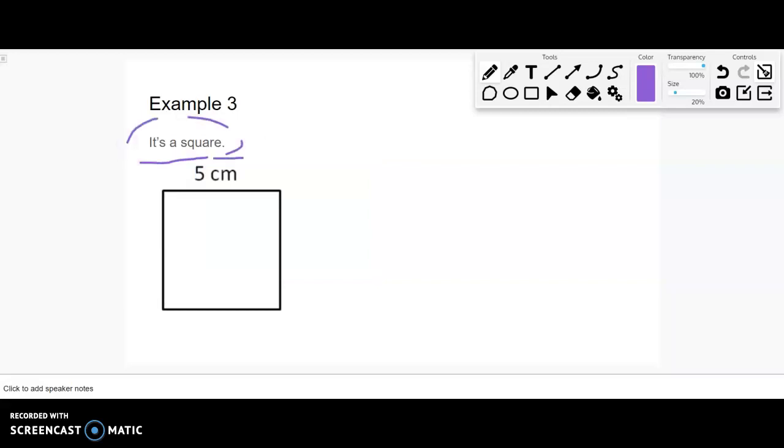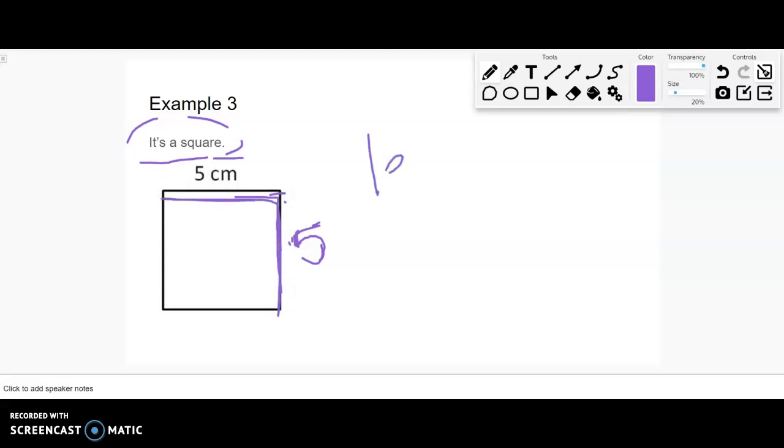Notice it tells me that it's a square. And you might say, well, duh, Mrs. Morrison. But we have to be careful because sometimes they draw things not to scale. So it might look like it's a square when it's actually not. So we do need to look for some indication that it is what we think it is. In this case, it's a square. So we know this is going to be the same as this side. So we know if it's 5 centimeters this way, it's also going to be 5 centimeters that way.